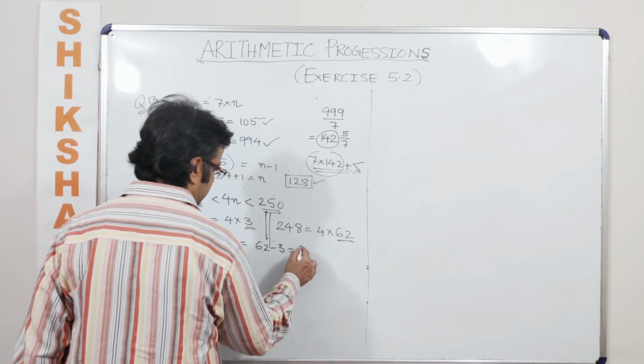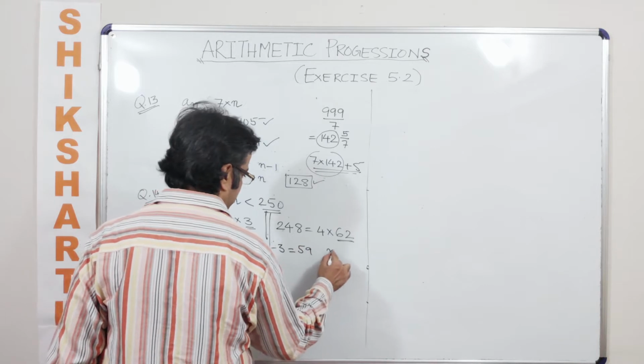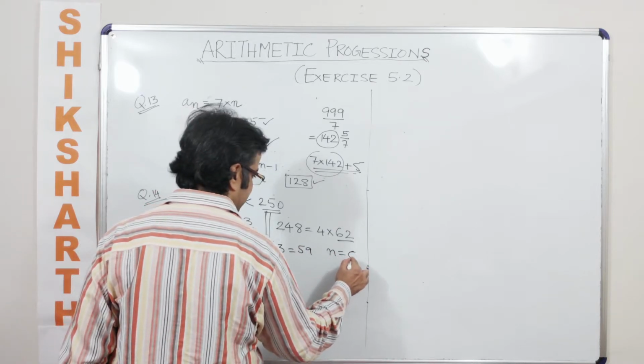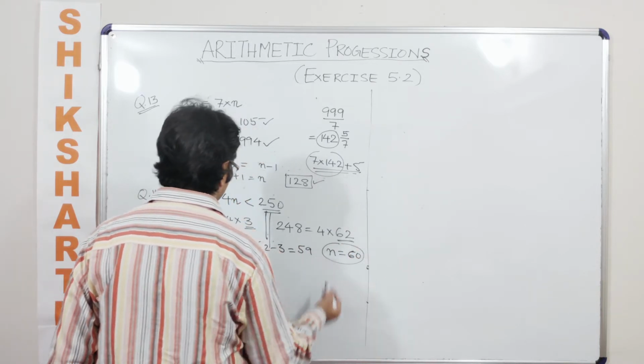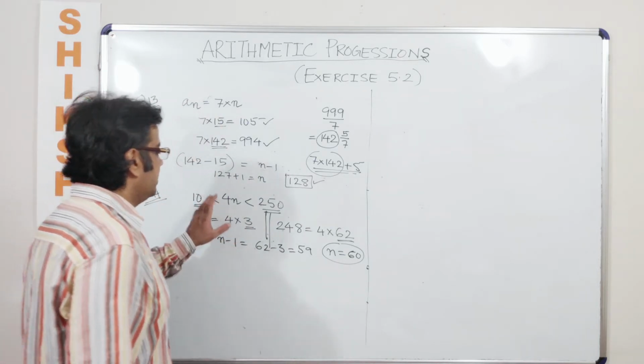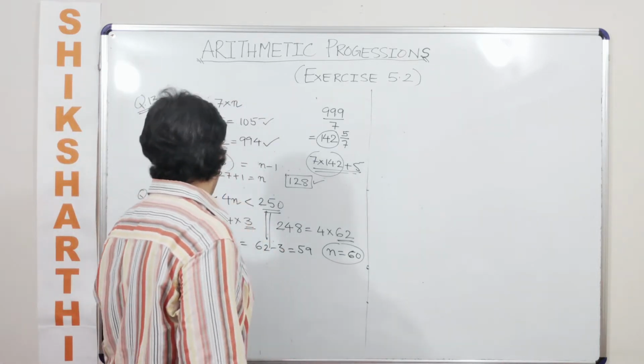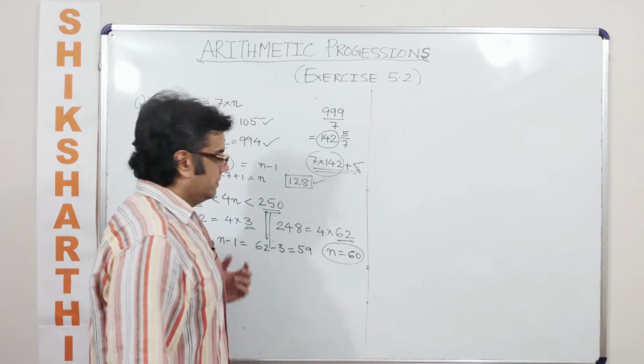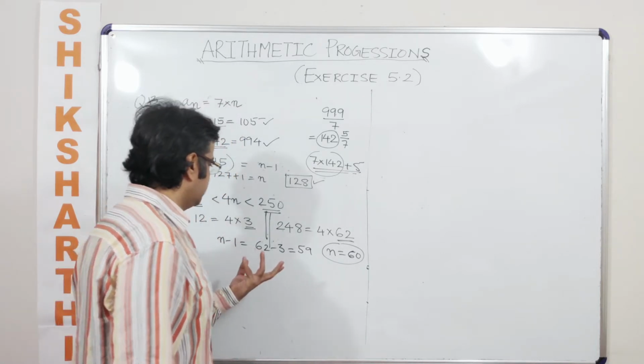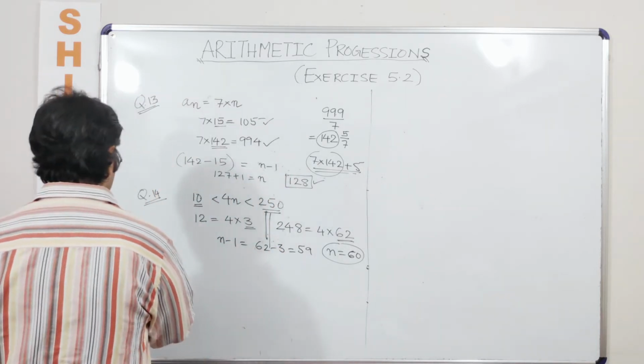How much is 62 minus 3? 59. So what is the value of n here? 60. So how many multiples of 4 lie between 10 and 250? There are 60 multiples. Okay, next question, which is question number 15.